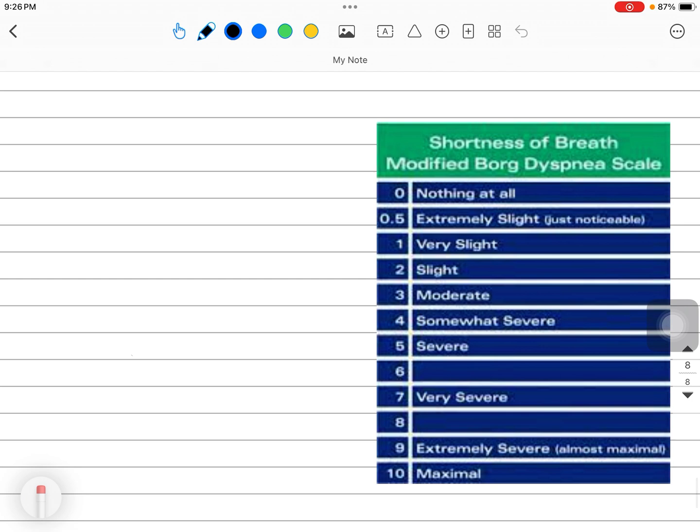So we need to give this to the patient, hand it over to them, and ask them about their dyspnea status. For example, if they do not have shortness of breath at all, they will mark it as 0, nothing at all. If extremely slight dyspnea is there, they will mark 0.5, very slight 1, slight 2. Like that they can tick their status. Pre-test and post-test also, we should ask our patient to tick the box over here. So this is the Borg dyspnea scale, and that's how we can compare the results of the pre and post status.